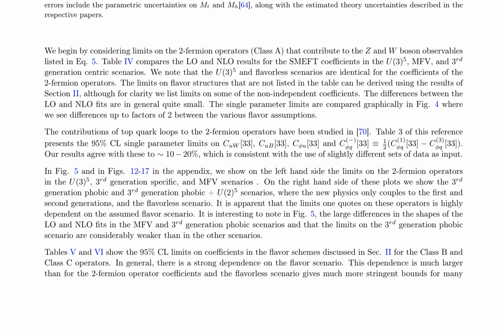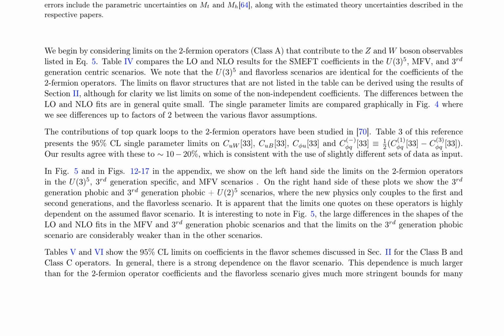The authors discuss limits on two fermion operators that contribute to Z and W boson observables, comparing LO and NLO results for SMEFT coefficients in various flavor scenarios. They also present tables and figures showing the 95% CL limits on coefficients in various flavor schemes for Class B and Class C operators, noting a strong dependence on the flavor scenario.